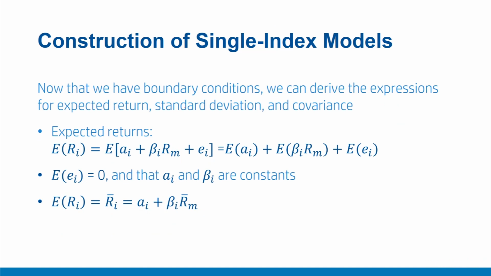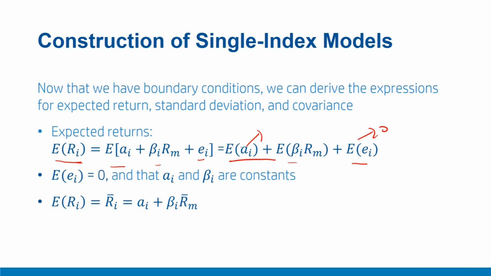Now that we have boundary conditions, we can derive the expressions for expected return, standard deviation, and covariance easily. Expected returns under the single index model can be easily obtained by applying the expectations operator on Ri. Expectations of alpha i plus beta i times Rm plus Ei equals expectations of alpha i separately plus expectations of beta i times Rm plus expectations of Ei.